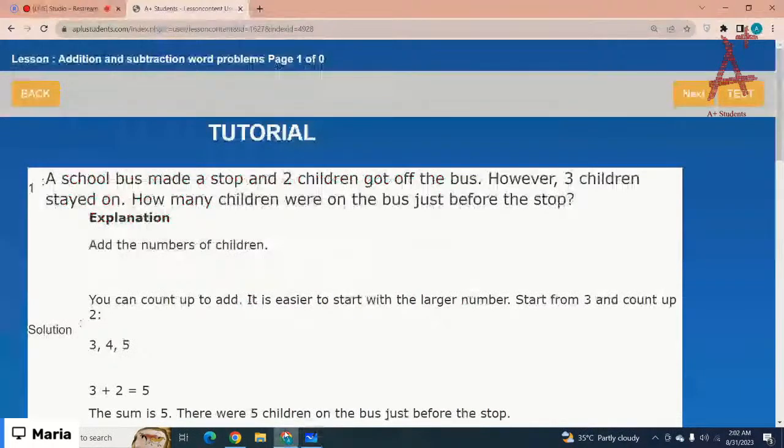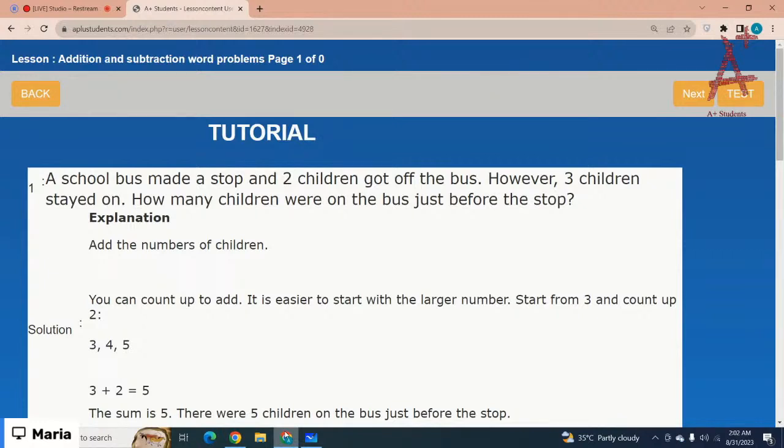Let's start with the first example. A school bus made a stop and two children got off the bus. However, three children stayed on. How many children were on the bus just before the stop? The basic thing is you have to understand the statement first, right? Then you have to decide if you have to add or subtract.